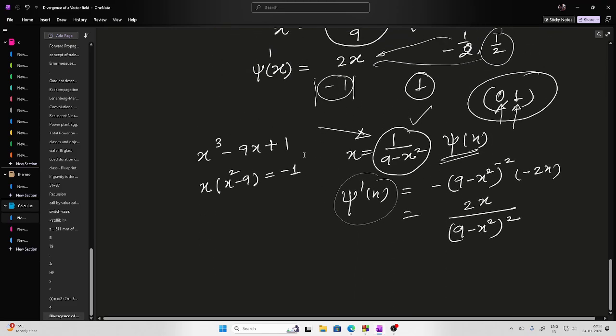So now in the next lecture, we will try to find one of the roots of this particular equation based on this function psi x, that is 1 by 9 minus x square. So in this lecture, till this point only. In the next lecture, we will be writing the code for this in C++.